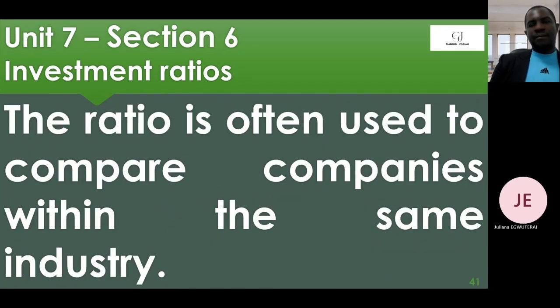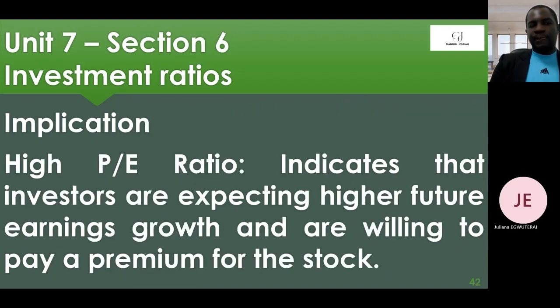The ratio is often used to compare companies within the same industry. Exactly. So like I said, Boa Cement, Dangote Cement, it's good to compare within the same industry, not Dangote Cement and Dangote Sugar. They are two different products. So this ratio is actually used for companies in the same industry.